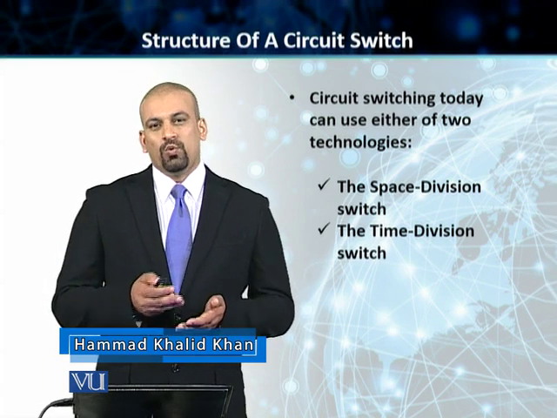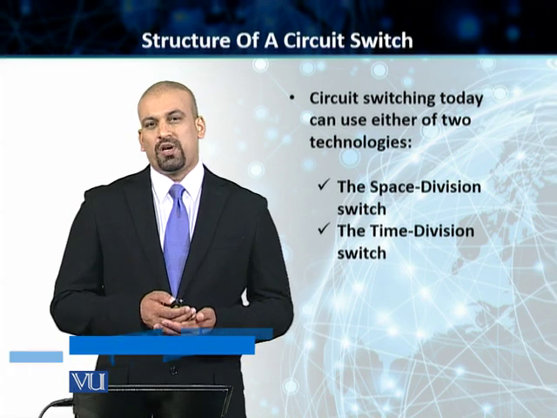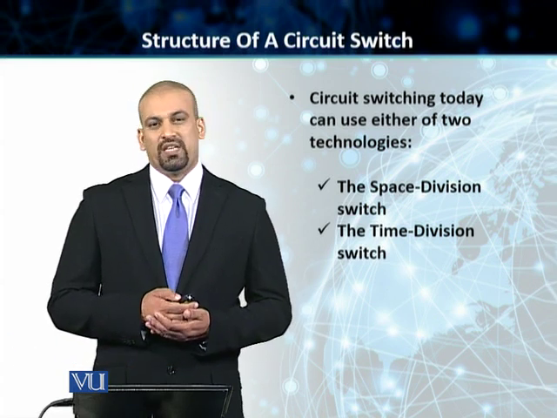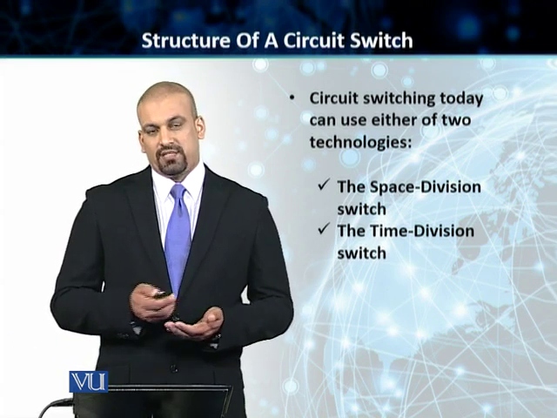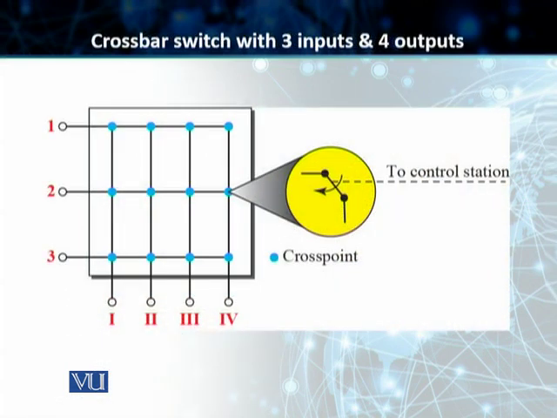Students, there are two types of the space division switch. The first one is called a crossbar switch, and the second one is a multi-stage switch. Students, let's go through each one of them one by one. So the first switch that we have is called a crossbar switch. Students, as you can see, the crossbar switch actually connects N inputs to M outputs.